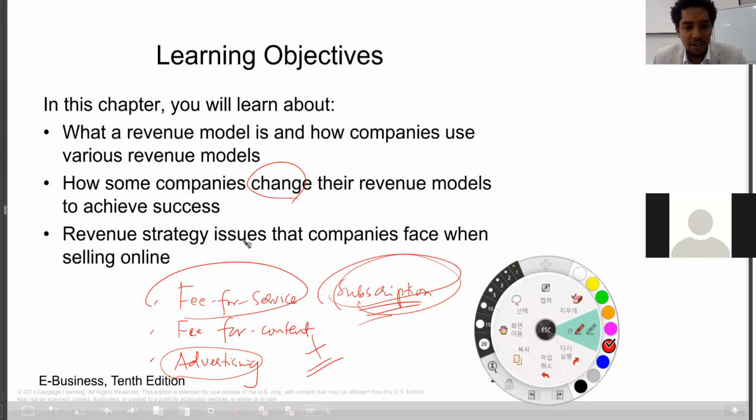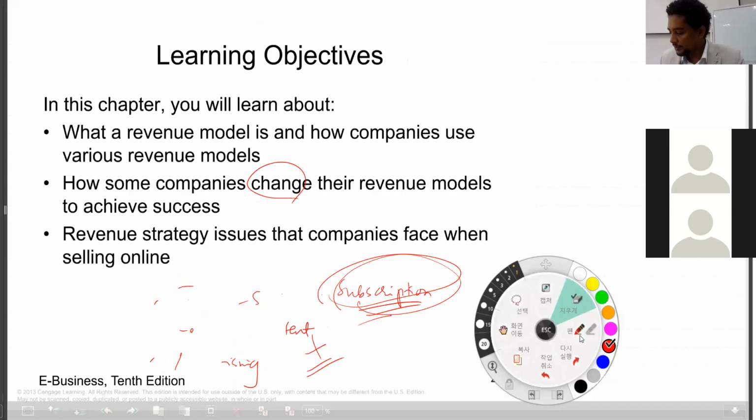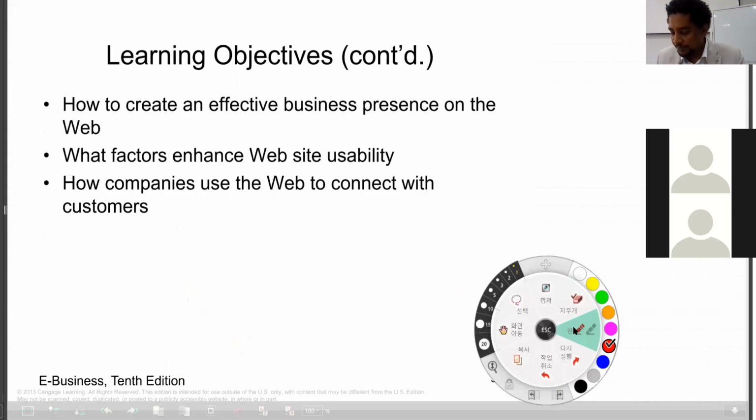The other objective is to talk about revenue strategy issues that companies face when selling online, okay? And the other objective is how to create an effective business presence on the web. For those businesses who run only on the web, they have to find some effective way of addressing or reaching their customers. That is called an effective business presence.